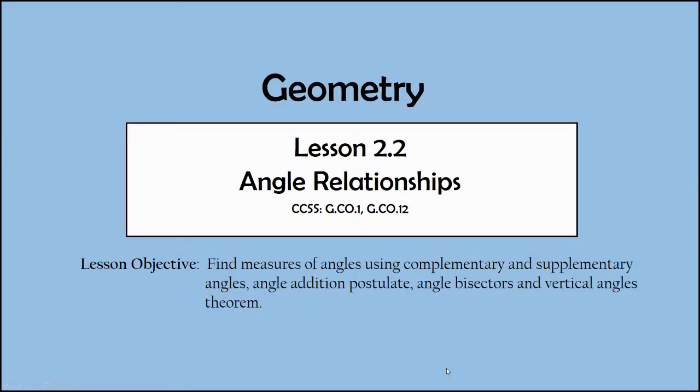All right, guys, we're going to start lesson 2.2 today, which is on angle relationships. We're going to look at several different ways that we can compare and find angle measures given different drawings and different representations. We're going to look at complementary and supplementary angles. We're going to look at the angle addition postulate, angle bisectors, vertical angles theorem. So we're going to throw a lot out there.